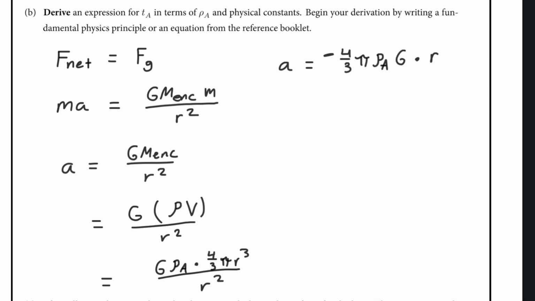Because if you're above the center, you're going to be pulled down, and if you're below the center, you're going to be pulled up. So this is just like a spring or a pendulum. This follows the form of simple harmonic motion, which says that a is equal to some negative constant, omega squared, times its position. So in this case, our omega, our angular frequency of oscillations, is just the square root of 4/3 pi rho A times G.